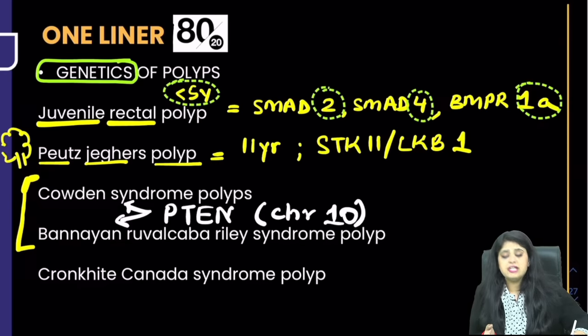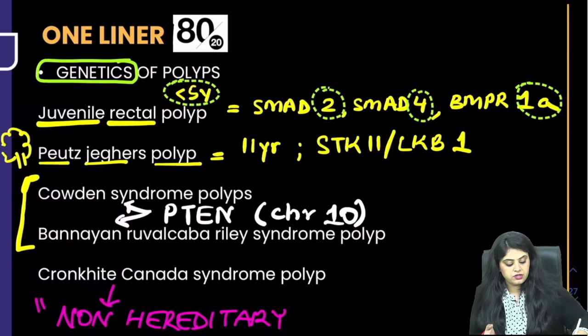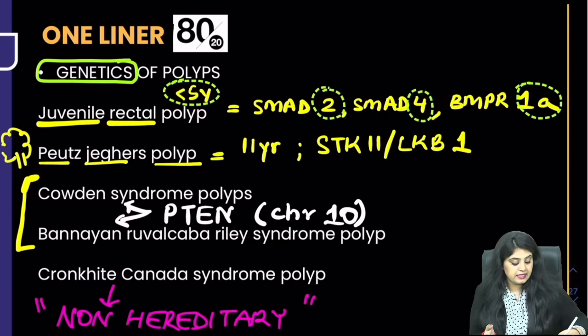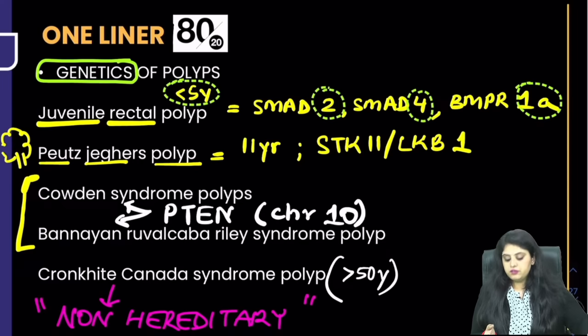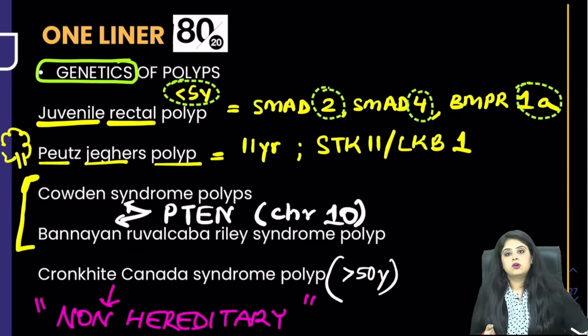Now, Cronkhite-Canada syndrome finally is the question that you would expect in INI-CET, because this is the only one where I will not teach you any genetics. It is a non-hereditary condition, right? Non-hereditary means it's not going to go from mother to child or father to child. This is a sporadic thing that will happen very late in life. The age that will be mentioned will be somewhere around a 50-55-year-old person. This is a question they ask you: which is the only non-hereditary polypoidal condition that you have, and that is Cronkhite-Canada syndrome. Settled, guys? Okay, chalo. This is also done.